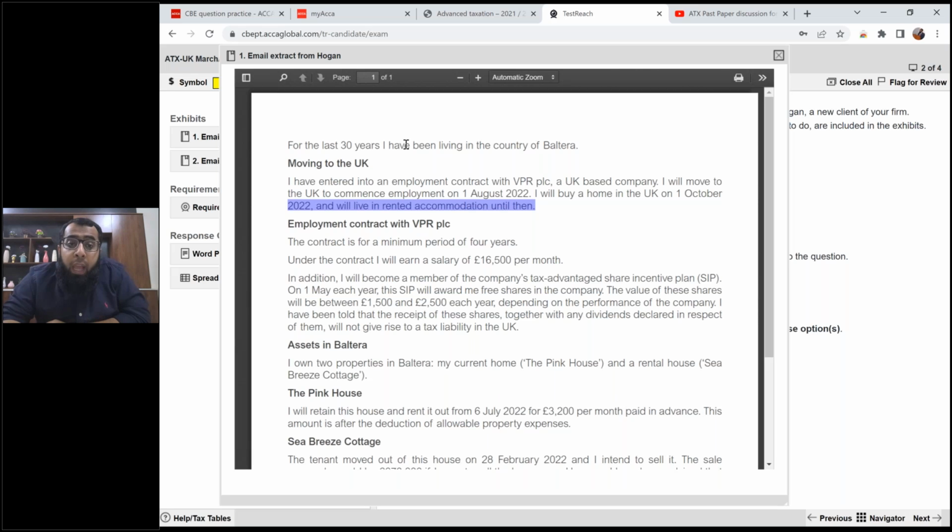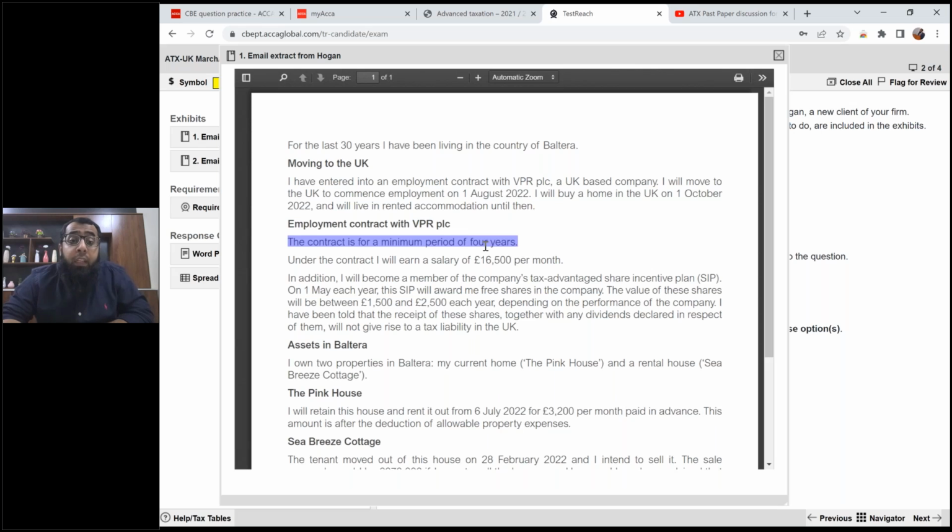So now, Hogan has been living in Baltira for 30 years. He will return to the UK on 1st August 2022. Now, you all know that if we return to the UK for permanent employment, we become UK resident immediately. If we come to the UK with an intention of permanent employment, we become UK resident immediately. So he will return to the UK to commence employment on 1st August 2022. Let's read further. Employment contract with VPR PLC.